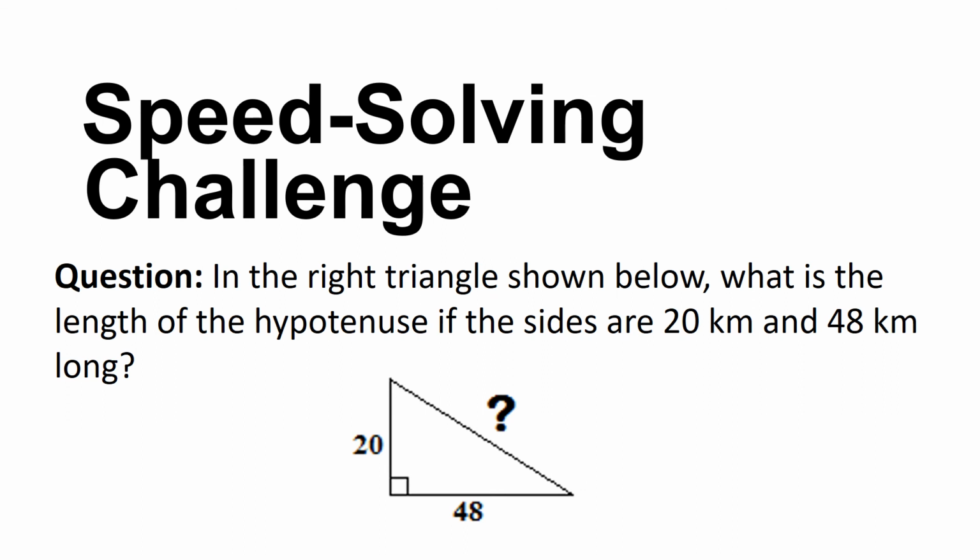Now to close, let's try to solve another speed solving challenge. This is question number 2. Again, take note of the time that you started answering and the time you finished answering. You answer this question without using a calculator. Just use your scratch paper and the knowledge that you have learned in this week's discussion. So the question is, in the right triangle shown below, what is the length of the hypotenuse if the sides are 20 kilometers and 48 kilometers long?